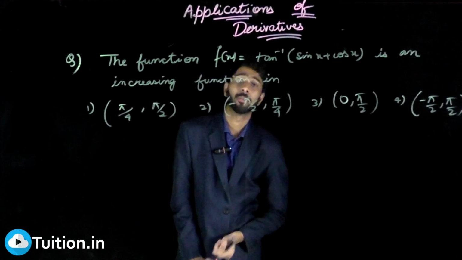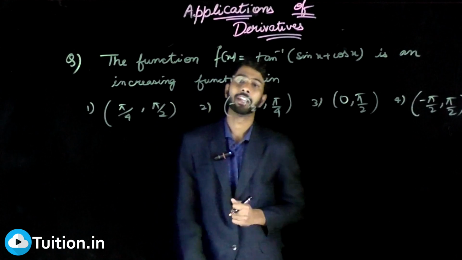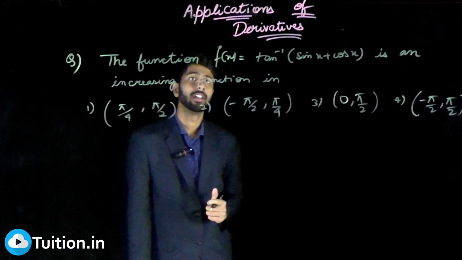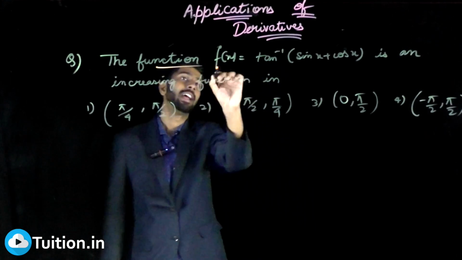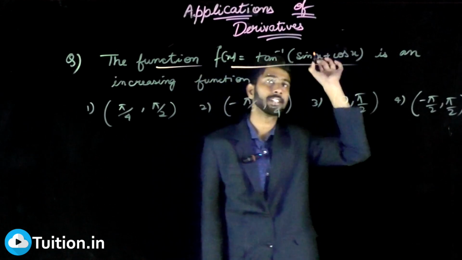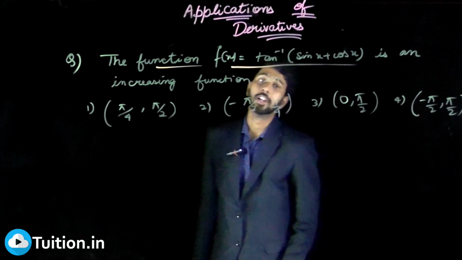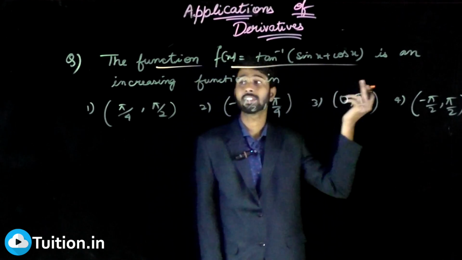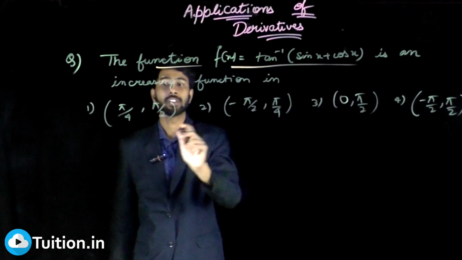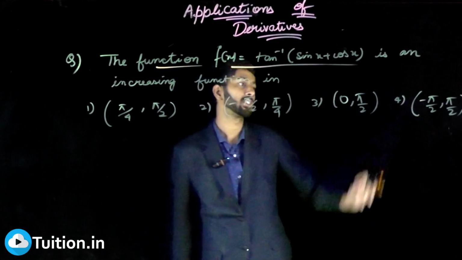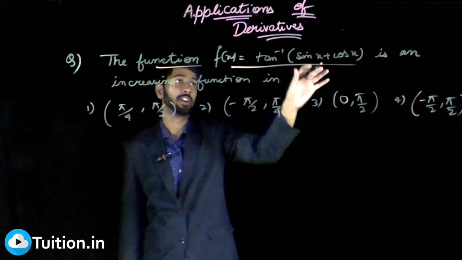Let's take another previous year problem from the topic applications of derivatives. You have a function f of x equals tan inverse of (sin x plus cos x). You have a function given and it is asked, when is this function an increasing function? There are 4 intervals given in the options. In which of these intervals is the function increasing?